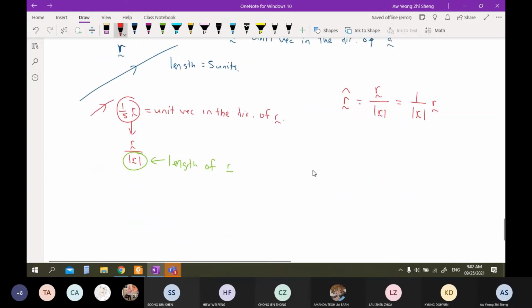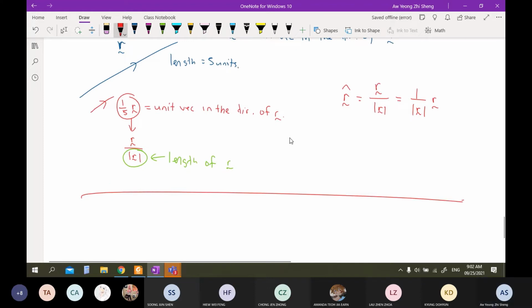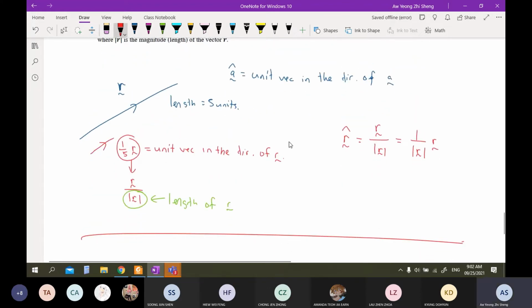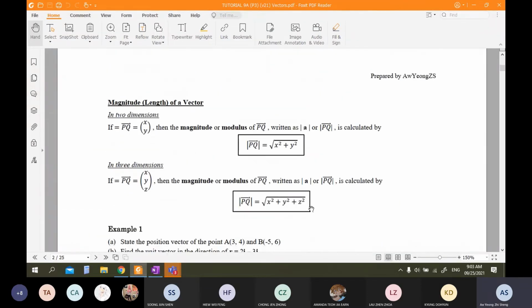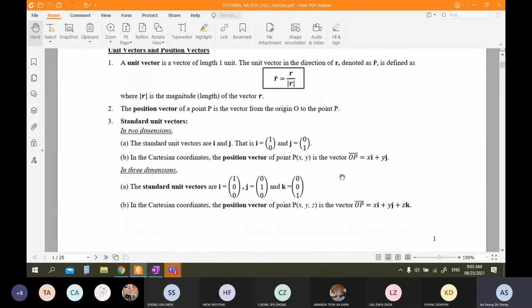Okay. And how to find length in 3D? We are about to cover it. It's just on the next page. Anyway, let's continue here first.